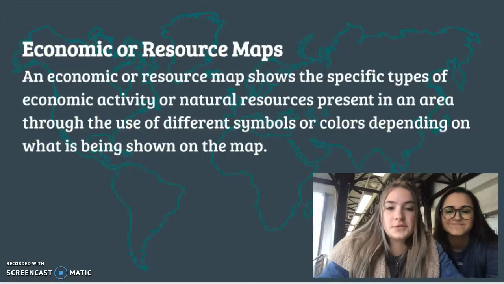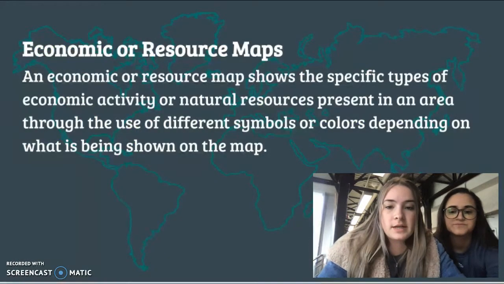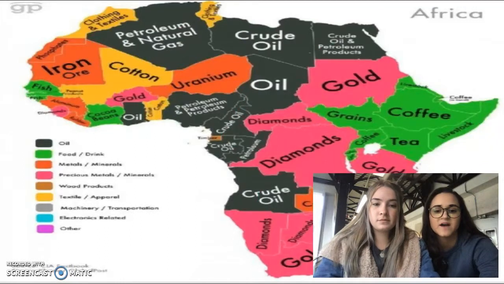An economic or resource map shows the specific types of economic activity or natural resources present in an area through the use of different symbols or colors, depending on what is being shown on the map. You could see on this map of Africa, there are different materials that are spread out throughout the area such as oil, gold, coffee, and tea.